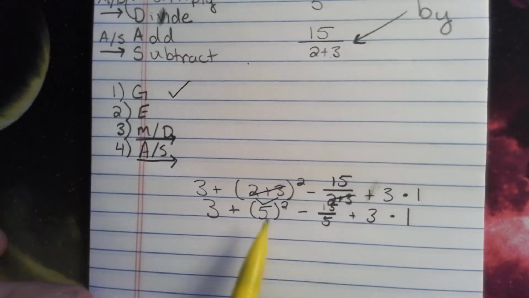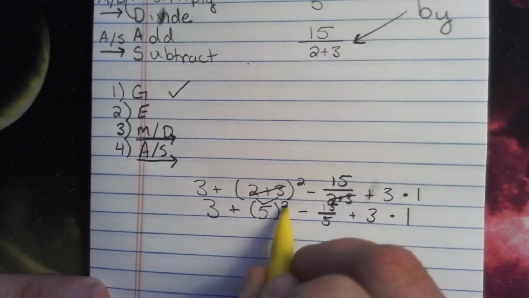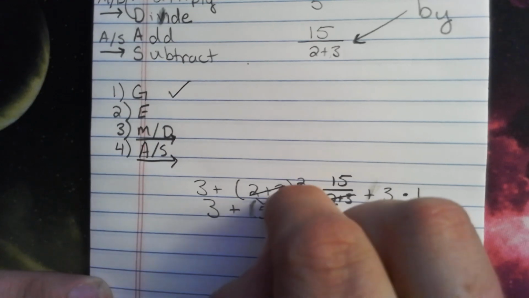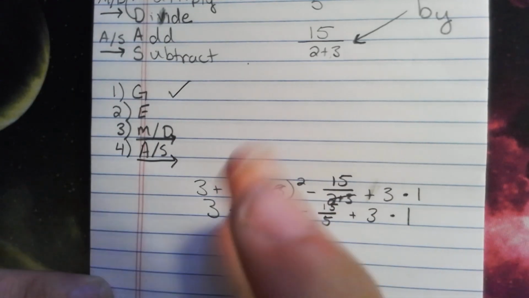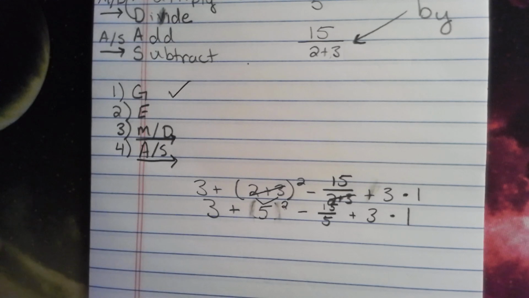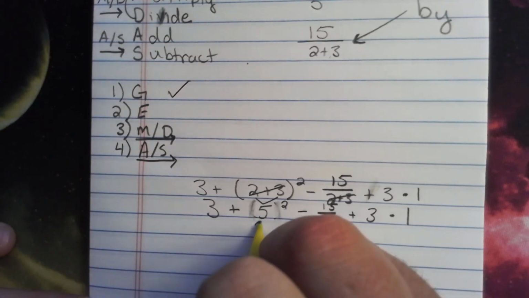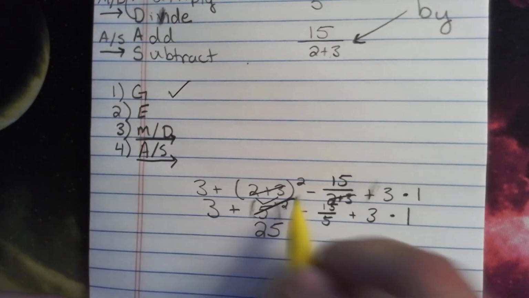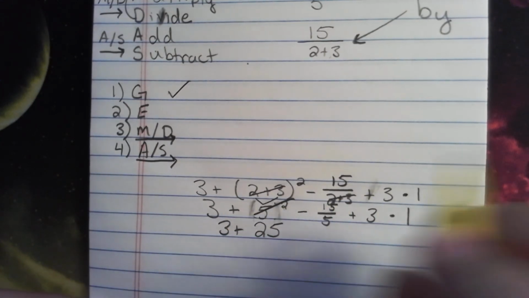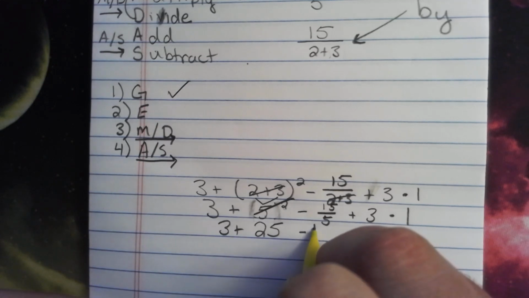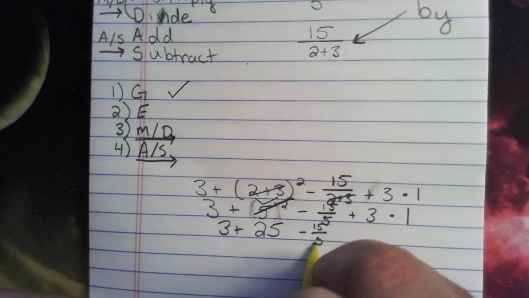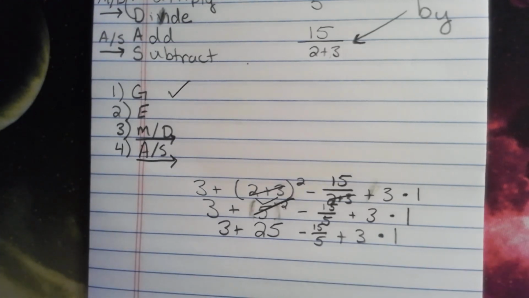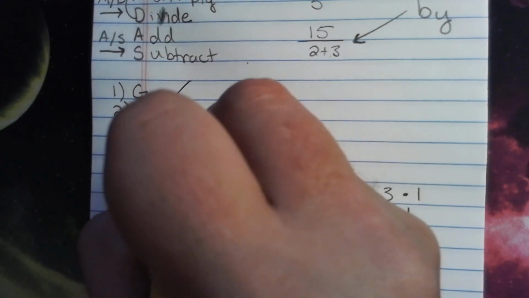Now looking at our exponent, we do have one here. 5 raised to the second, which technically right now, because it's only one number, we don't need those parentheses anymore. We could get rid of them and just write 5 squared, raised to the second power. This is going to be 25. 5 times 5, as we learned in the other video, is 25. We marked that out. So it's going to be 3 plus 25 minus 15 divided by 5 plus 3 times 1. All right? No other exponents. We can say, hey, that's done.